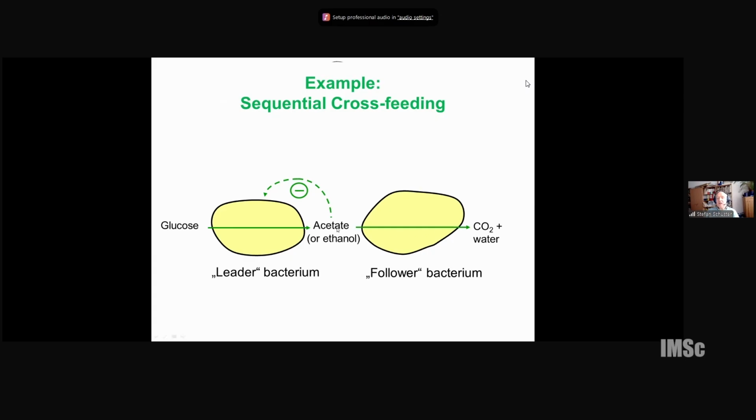Or degrading acetate further down to carbon dioxide and water. And glucose is the preferred substrate. So both of them compete for glucose, but they cannot both go the first pathway, because then the acetate would not be degraded. And acetate in higher concentrations is toxic because it's very sour, very acidic. So there's a negative feedback. And therefore, one of them finally has to surrender, so to speak, and say, okay, I'm happy with acetate. And this is then the so-called follower bacterium.